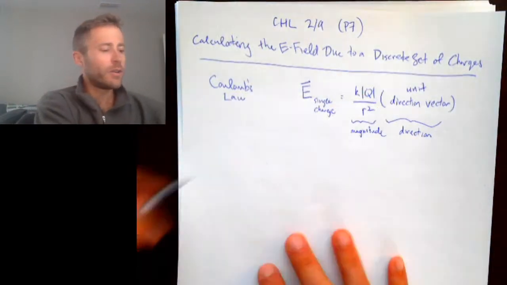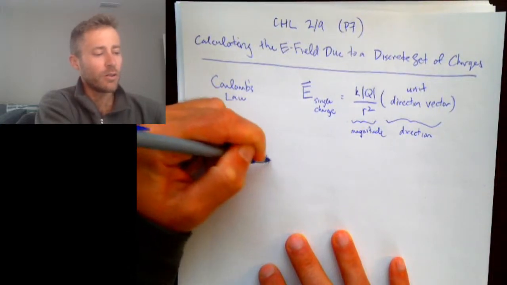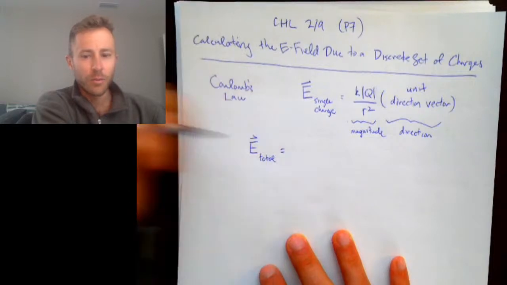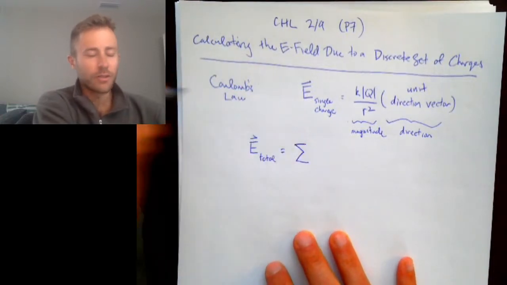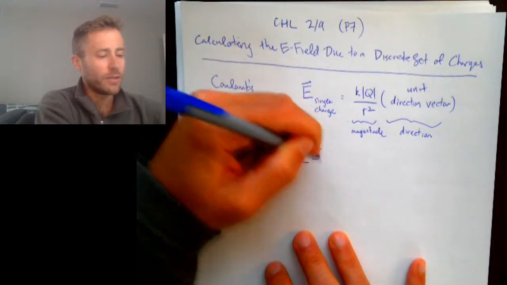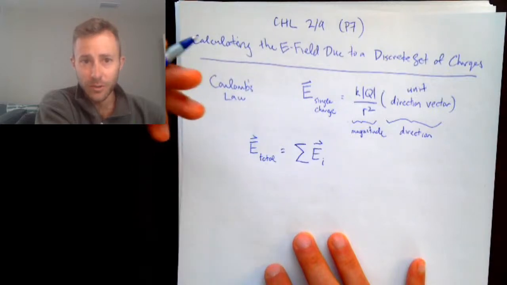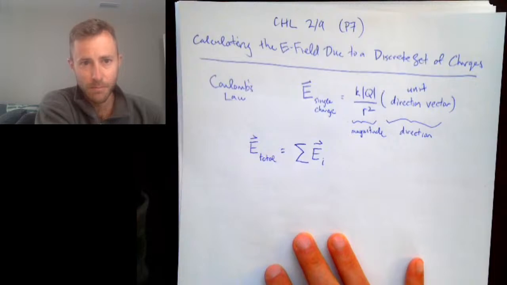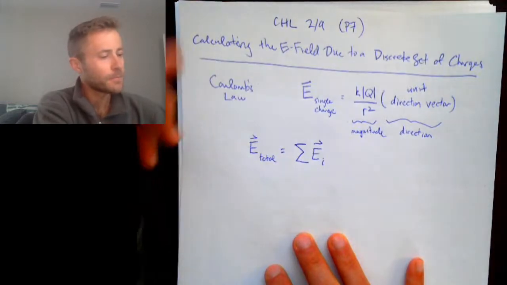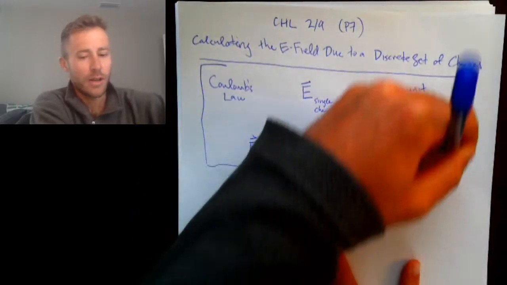Now, how do we get the total electric field due to all the charges? Well, what we do is we simply sum up the electric fields of each of the individual single charges. If it was a continuous distribution of charge, this would have to be some kind of an integral. So these are our main equations today.